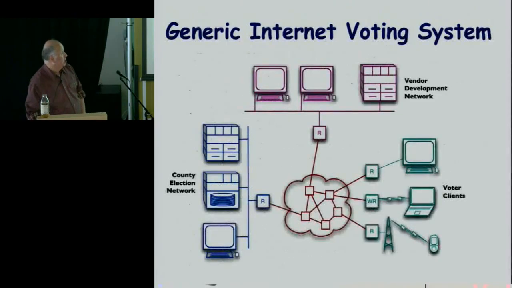All right, here's a generic internet voting system. The purple up above is the vendor development network. The vendor transmits his code to the county that is running the election.